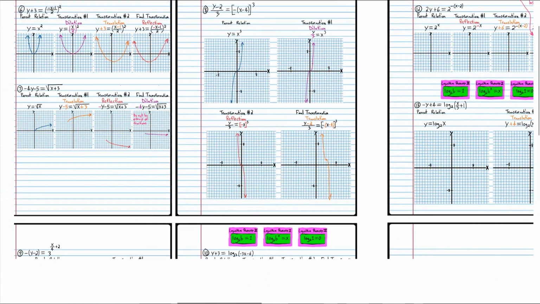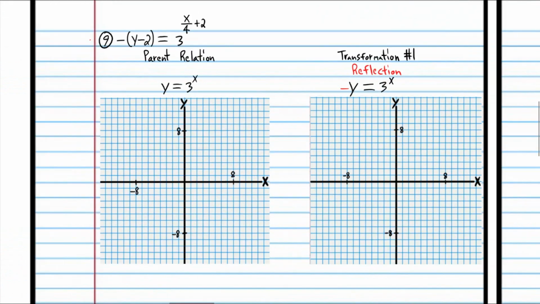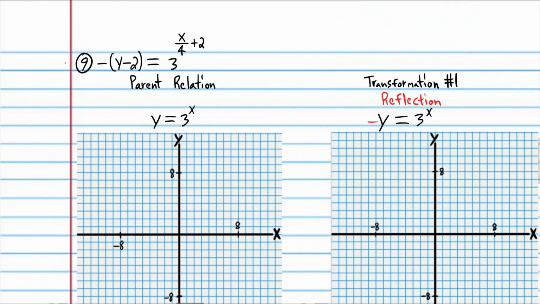Now we're going to move on to graphs that require asymptotes. So our first equation is an exponential equation, and obviously we're going to use the exponential parent relation. We have a base 3 exponential expression, so obviously we're going to use base 3.